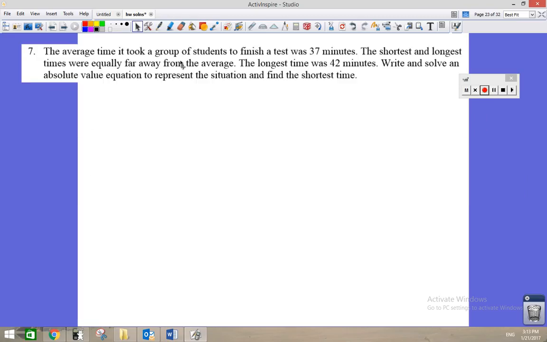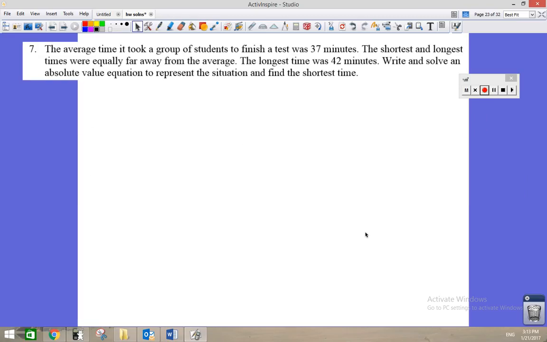All right, so let's look at the next one. The average time it took for a group of students to finish a test was 37 minutes. The shortest and longest times were equally far away from the average. That makes sense, because the average is the middle value. The longest time was 42 minutes. Write and solve an absolute value equation to find the shortest time.